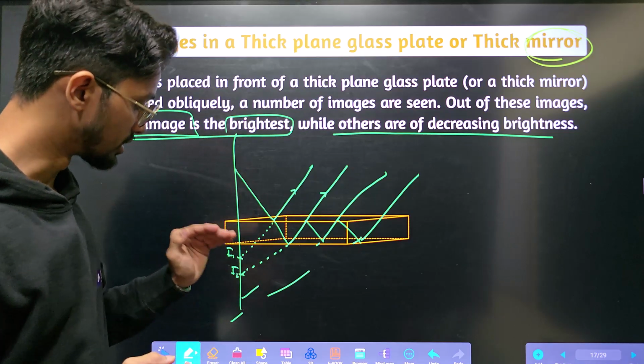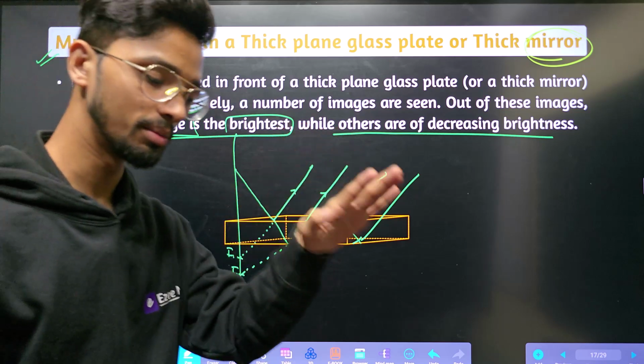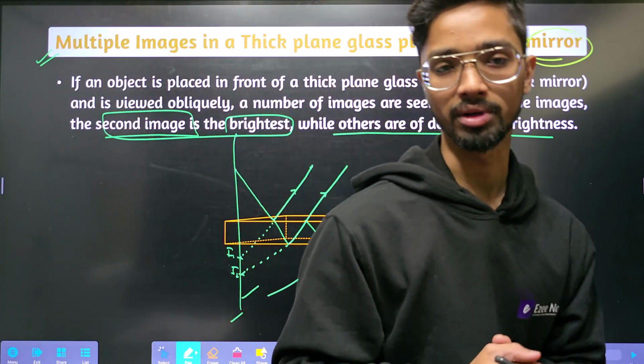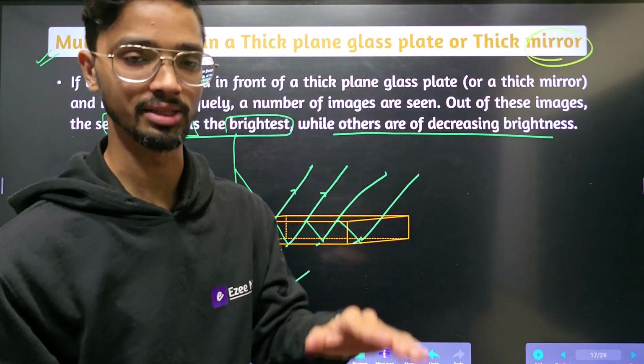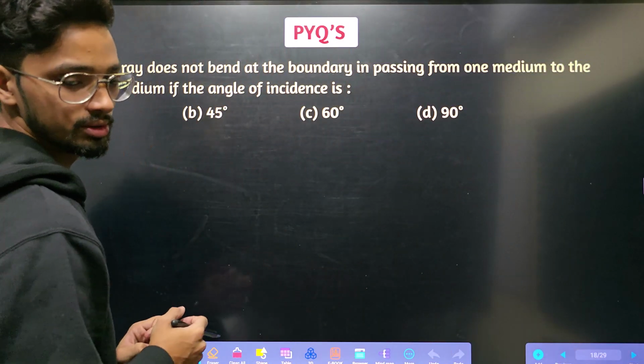Brightest will be second, then third, fourth, and fifth will be going in the decreasing format of brightness. Brightness will be decreasing while we go from third, fourth, and fifth. Let us see some questions.